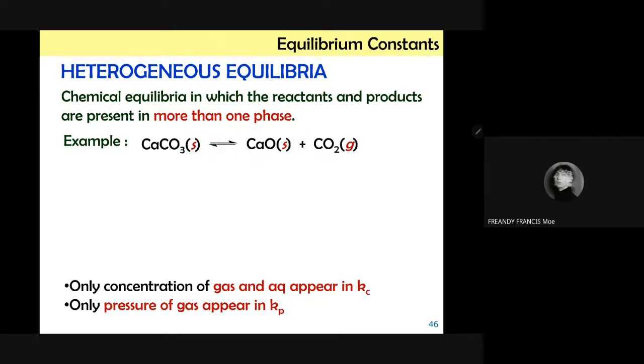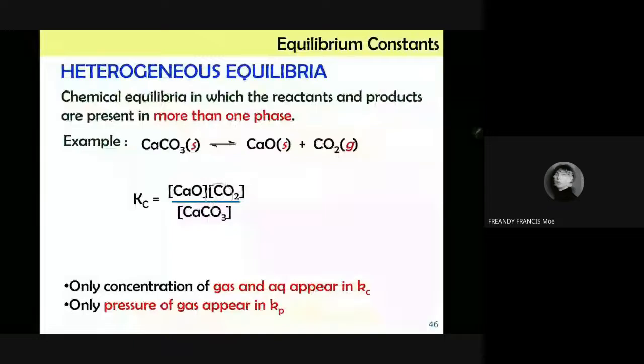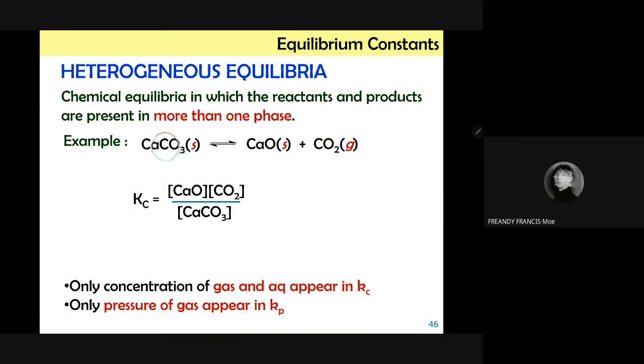So, kalau kita nak tulis KC dia, KC kalau kita tulis asal ni macam ni, concentration, betul? Tapi seperti yang saya explain tadi, untuk solid dan liquid, concentration kita anggap sebagai satu. Okay? Jadi kita akan gantikan sebagai nilai satu lah.